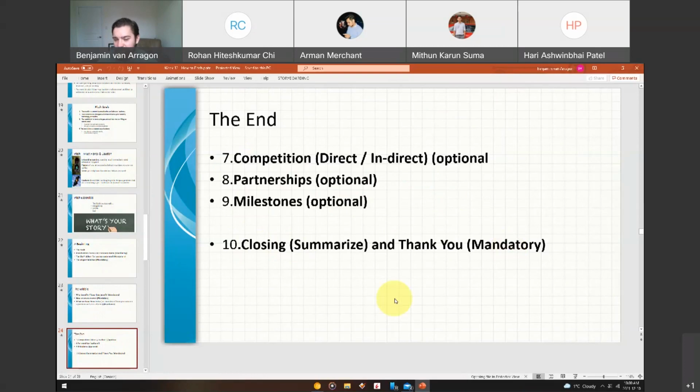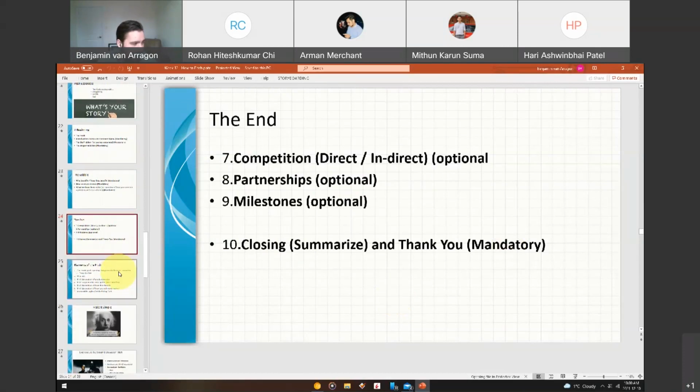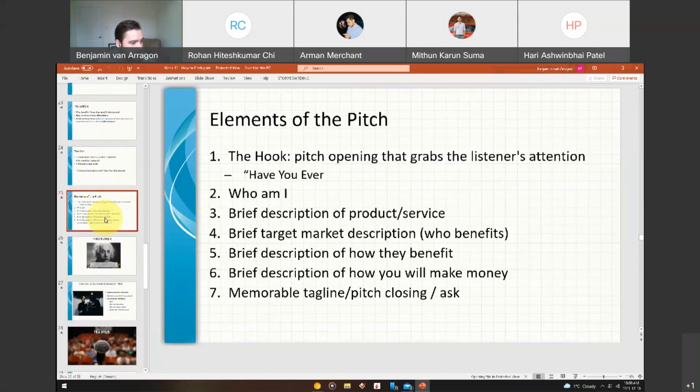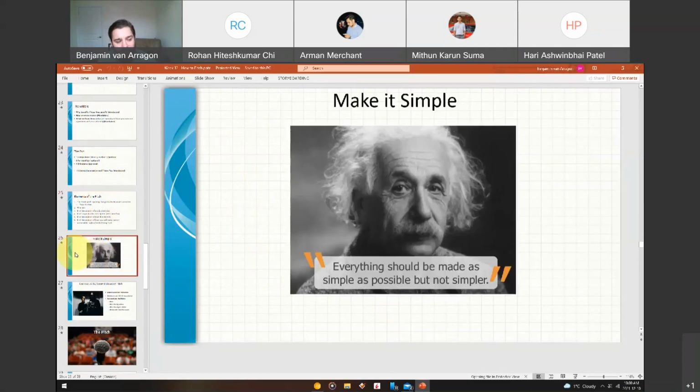She said, "We've got this much in sales. This is our partner. We're looking for $2.5 million. Who's interested?" Okay, so here you have, again, reordered, the items we want to look at: the hook, who you are, brief description, target market, how they benefit, how you make money, and then a tagline or a pitch closing. Keep it simple, right?